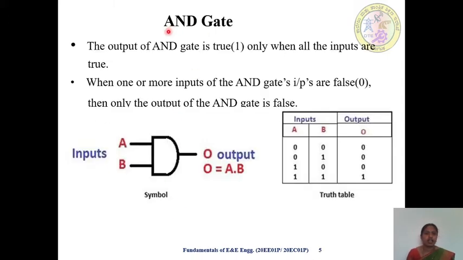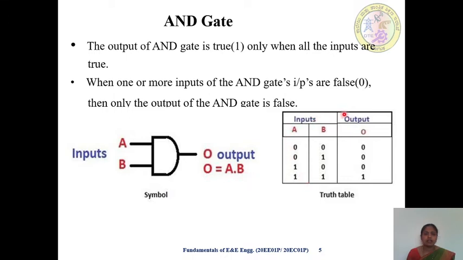First one is the AND gate. This is called a logic gate. Now we will see what is the operation of the AND logic gate. This is the symbol of the AND logic gate. It consists of two inputs, A and B, and one output, which is denoted as O, and we can also denote it as Y. The expression of this gate is O is equal to A dot B. This is the AND operation.